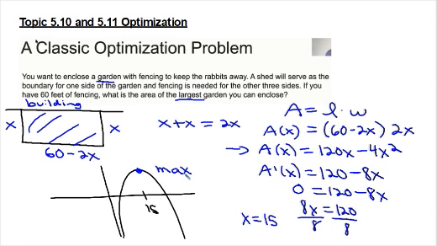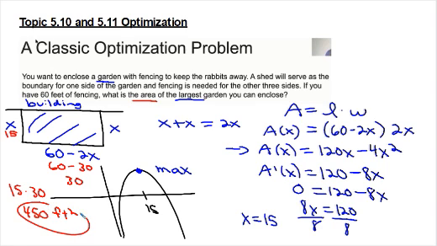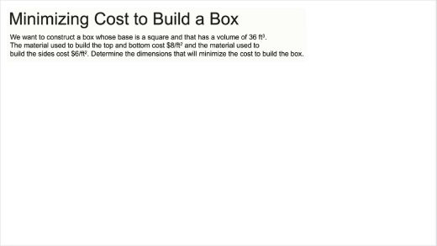Now it specifically asks for what that area is, so I would need to put it back in here. My width is 15, and my length is 60 minus 30, so that's 30. So my largest area would be 15 times 30, which is 450, and we're talking about square feet. That is one of the classic optimization problems: setting up a function and then working through it. Let's go to the next problem.